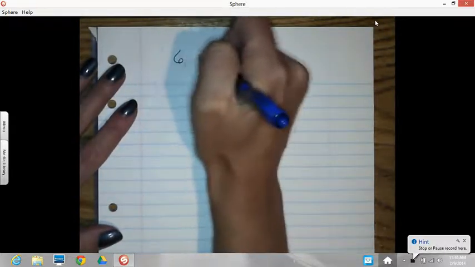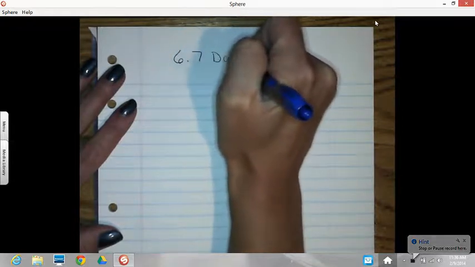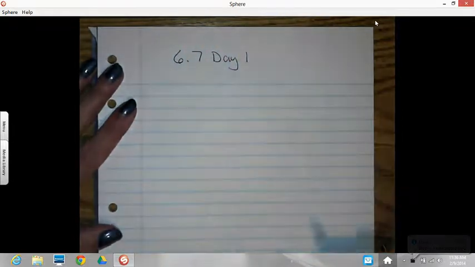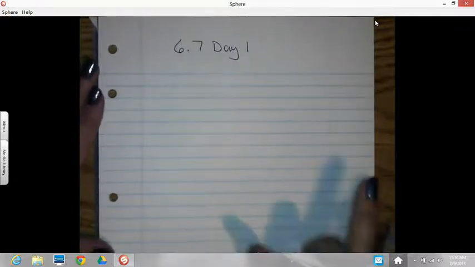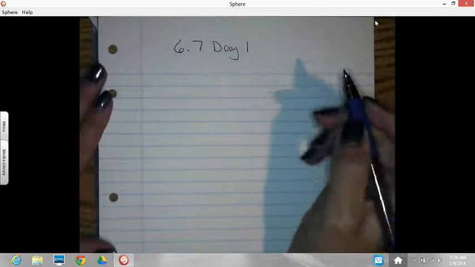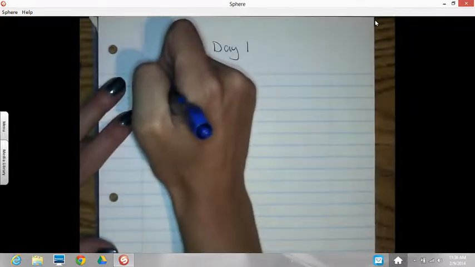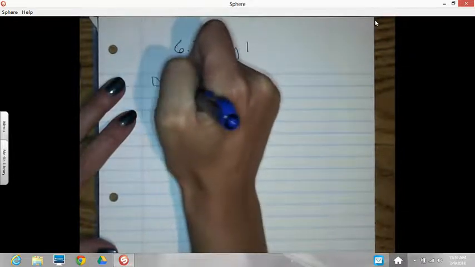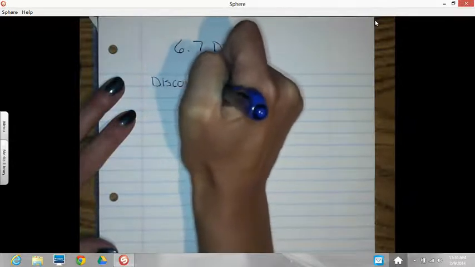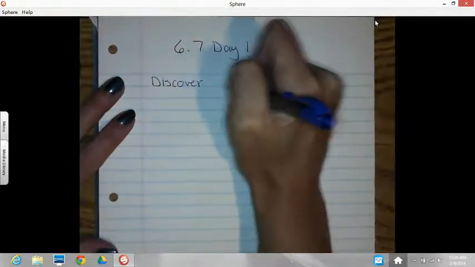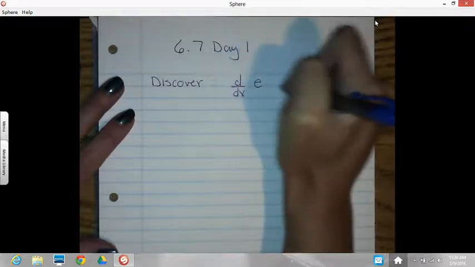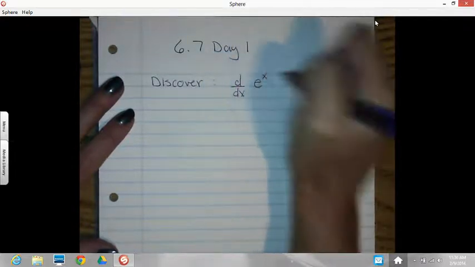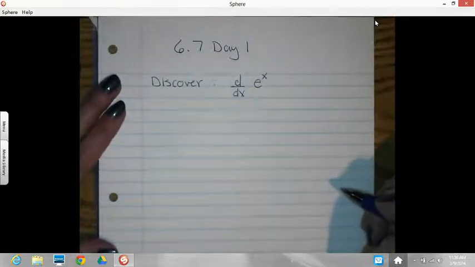Okay, here we are, 6-7, day 1. You will have another derivative rule here in a few minutes, and we're going to go through the discovery of it because it uses natural log integration. We are going to discover the rule for taking the derivative of an e raised to a variable power.